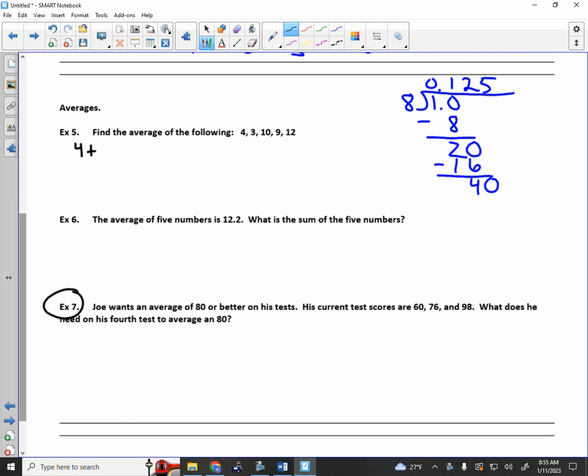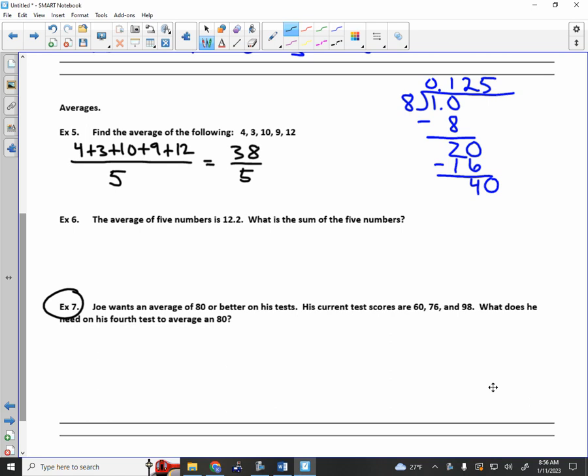Add them all up. So 4 plus 3 plus 10 plus 9 plus 12. And then I divide by the number of things that I added. So I have 1, 2, 3, 4, 5. There's 5 things that I added. And addition is pretty nice. We got 4 and 3 is 7. 10 is 17. 9 is 26. 26 plus 12, 38. 38 over 5.